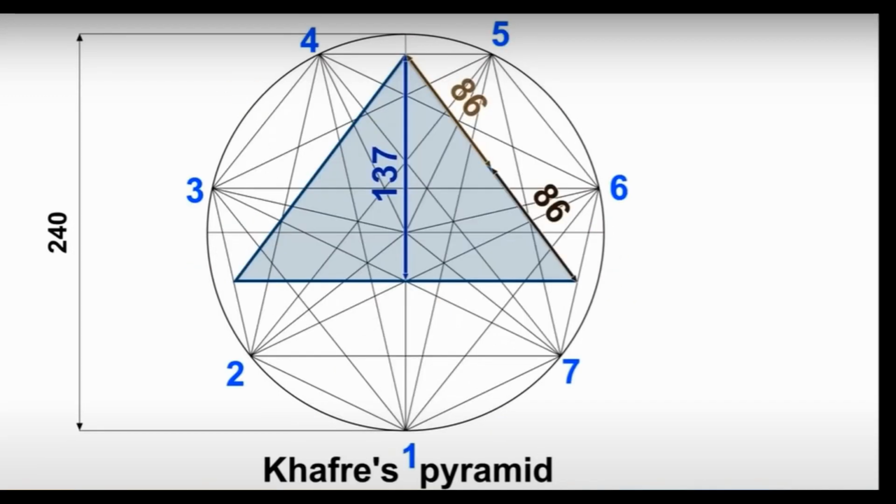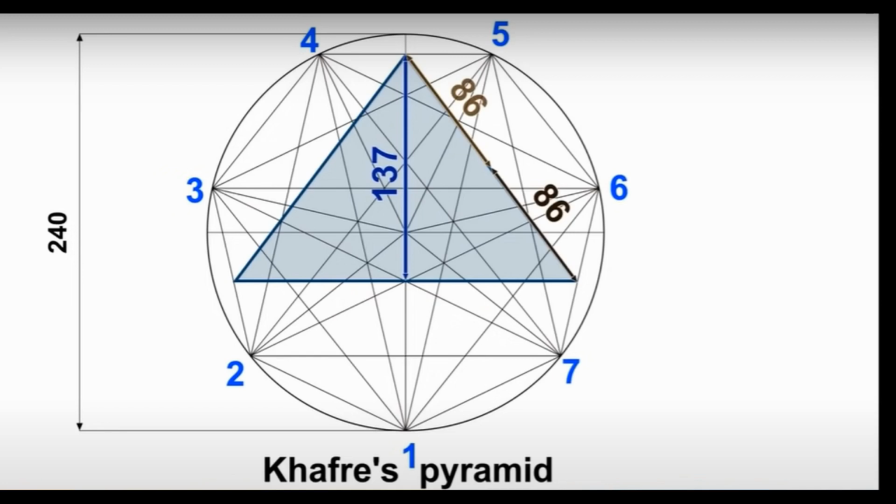Let us turn the wheel, and from this cross point on the vertical axis, we stretch a base to both sides up to the sides of the heptagon and join the ends upwards in the center point of the upper side. The height of this triangle is 137 meters, the side is 172, and the base is 208 meters. These are the exact dimensions of the second pyramid of Giza, called Khafre's Pyramid.